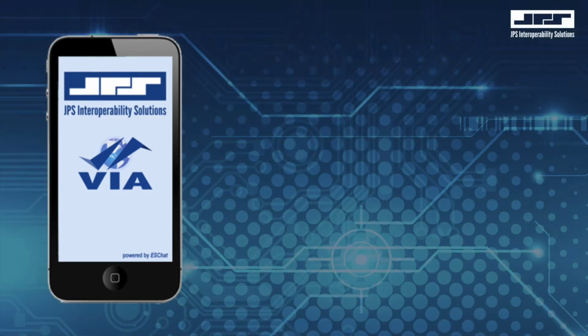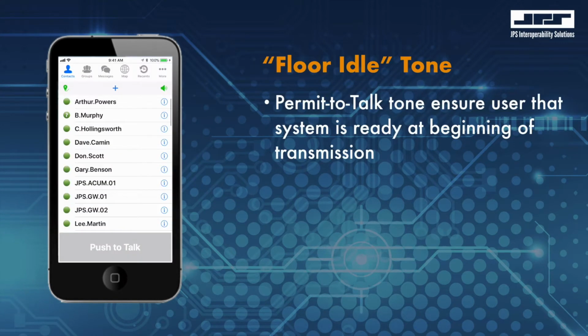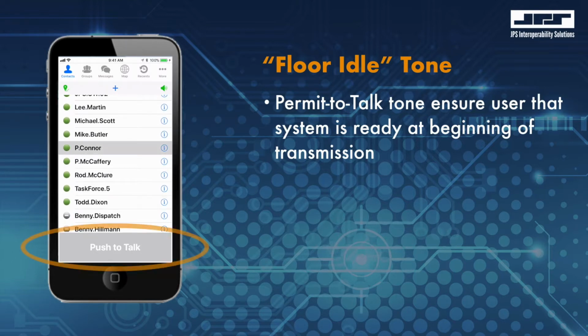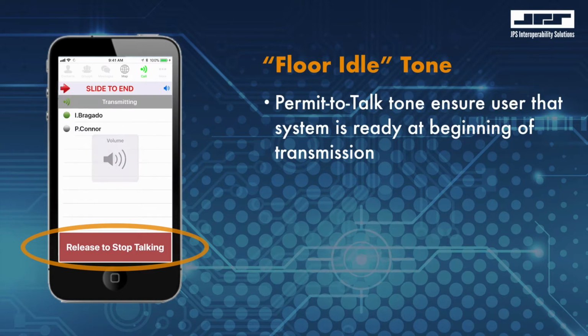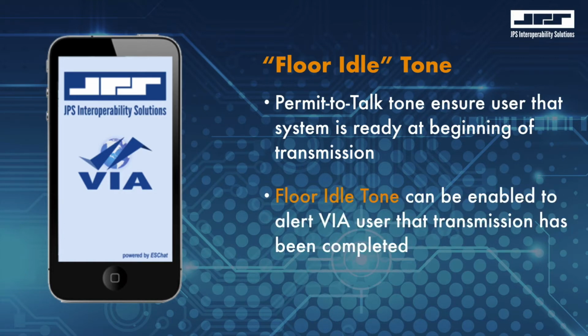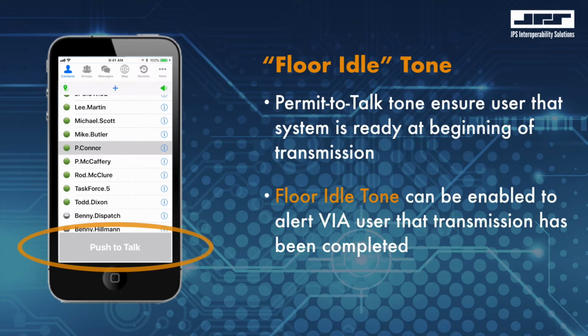When a VIA user initiates a PTT call by pressing the push-to-talk button, an audible alert tone will be emitted, signaling the user that the system is prepared and the user can begin speaking into their device. This is often called the permit-to-talk tone or the channel grant tone, common in land mobile trunk radio systems. Optionally, a complementary tone can be emitted when the VIA user releases the push-to-talk button, which signals the user that the floor is idle and the smart device is now ready to receive transmissions from others in the field.